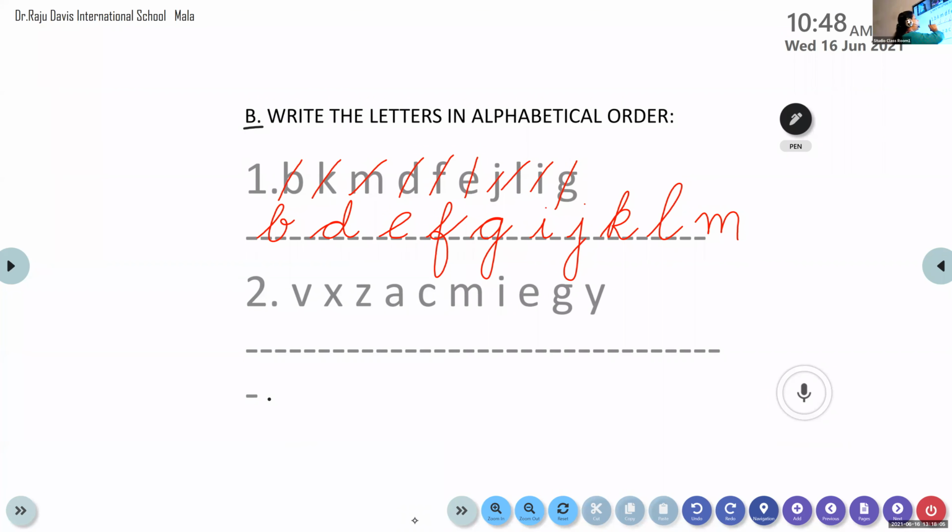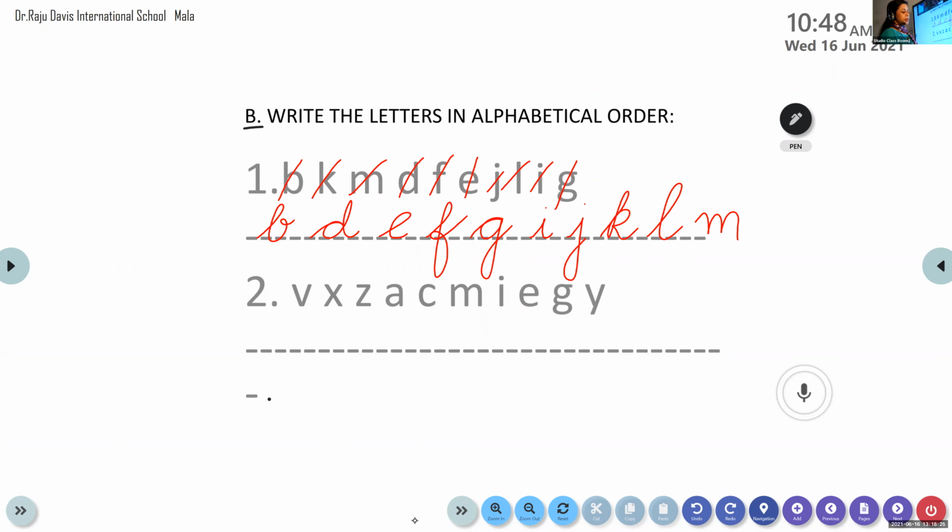Okay, now we have arranged all these letters in the alphabetical order. This is the way you will be writing it into your workbook. Have all of you understood? Okay, put a thumbs up if you have understood. For this, you need to know only the alphabet.